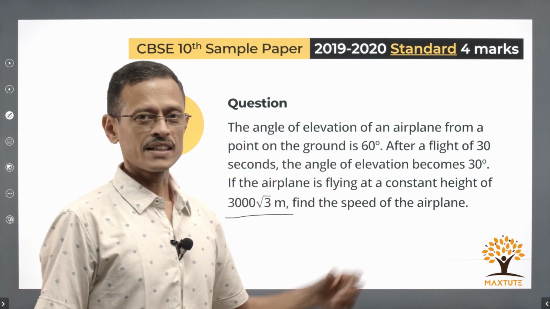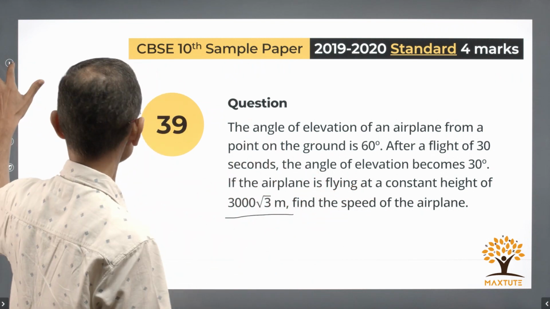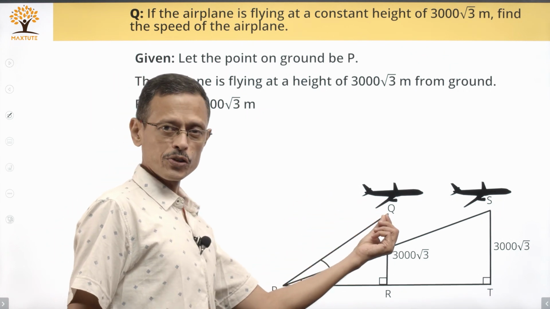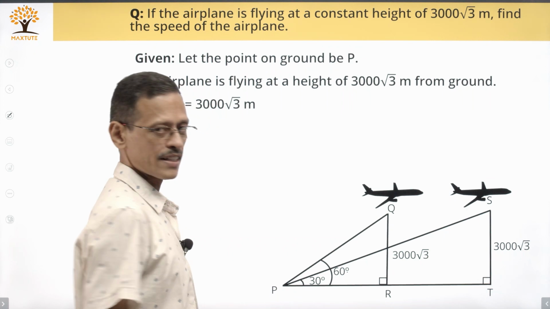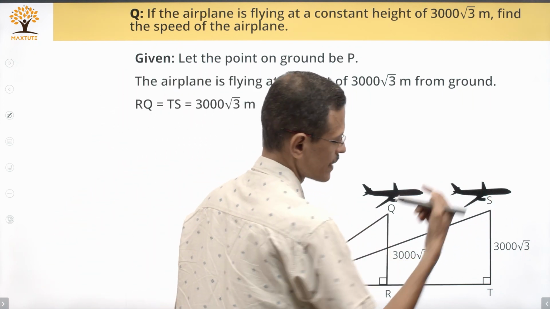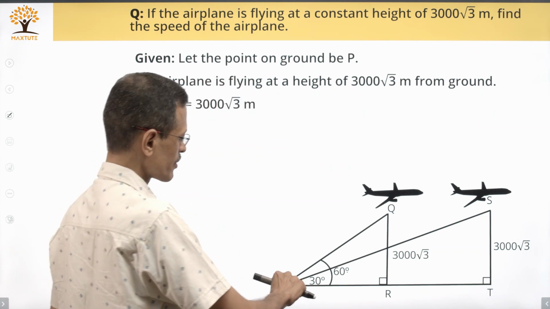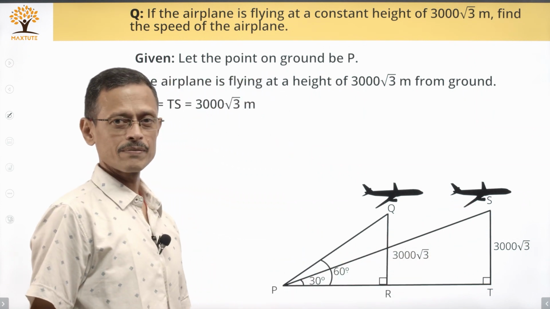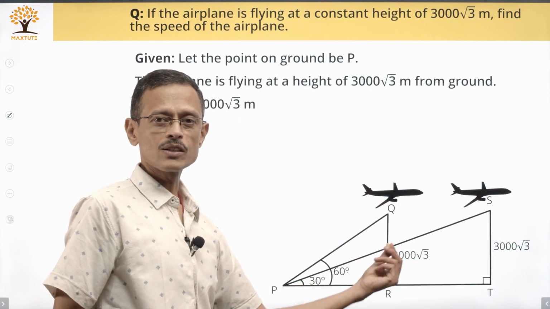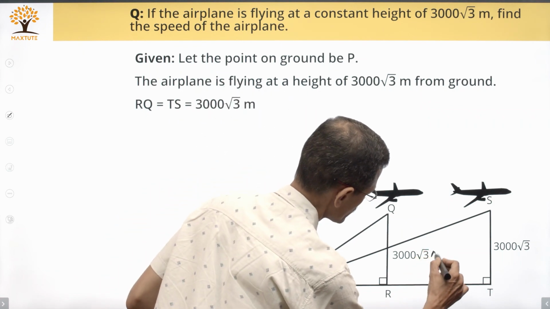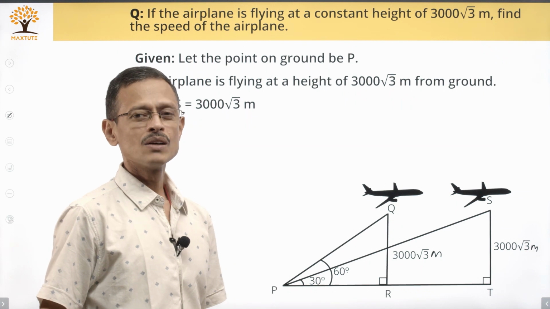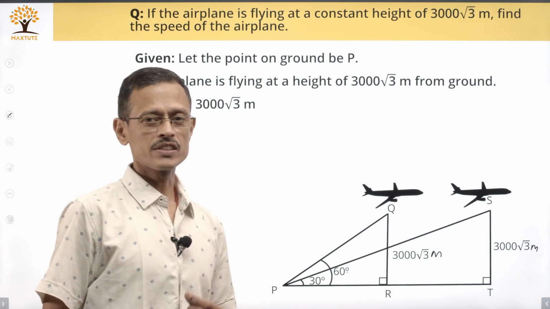Let's understand what is said using a right angle triangle schematic. We are observing the plane from point P. Initially, the airplane was at point Q. The angle of elevation was 60 degrees at that point. After a 30-second flight, the airplane is right now at point S. The angle of elevation has come down to 30 degrees. The height at which the aircraft has been flying all this while has been the same 3000 root 3 meters. It's been flying at a constant height from the ground. What we need to find out is the speed of this aircraft.